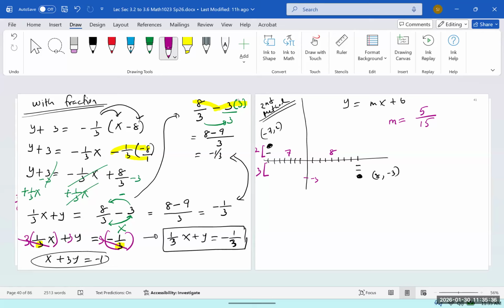Now you're walking from left to the right, right? So you're walking down and then right. Walking down means negative, so 5 has to be negative. And walking right means positive. So it's -5 and +15. That gives us -1/3. That's the slope. But the y-intercept, how do you know the y-intercept?